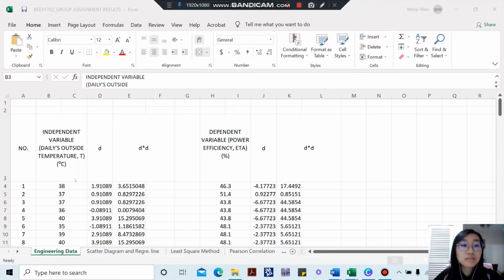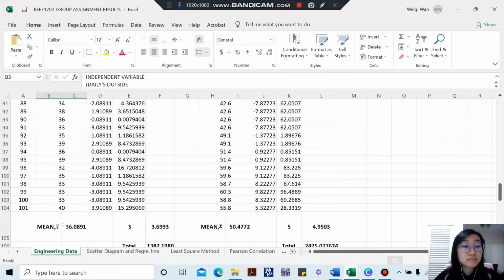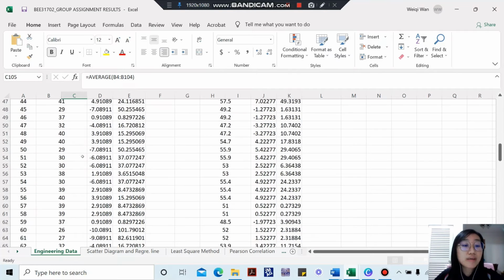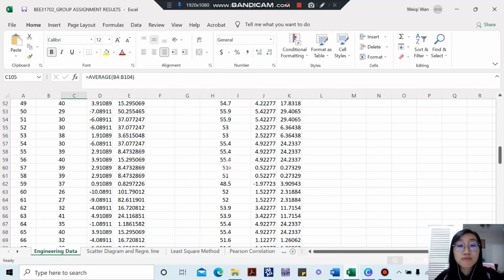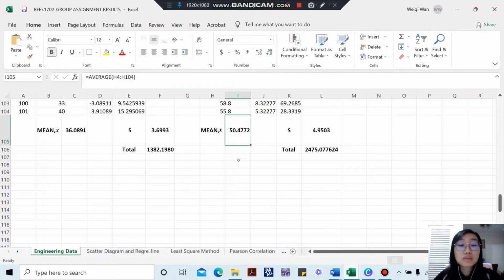To calculate the mean in this problem, we use this formula, which is the average of P4 to P104. P4 is the first data for the daily outside temperature, which is 38, and until P104, which is 40. We will calculate and get 36.0891. Well, for the dependent variable, the mean is 50.4772.